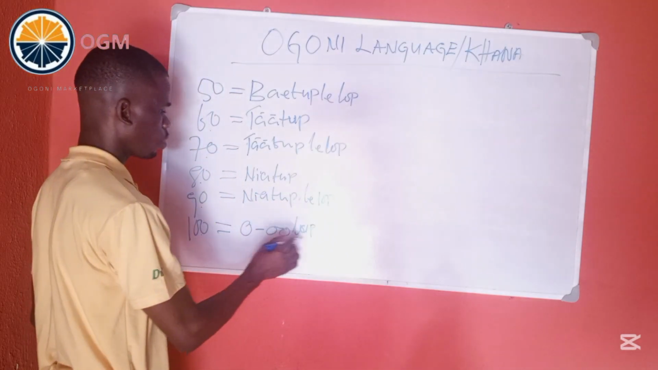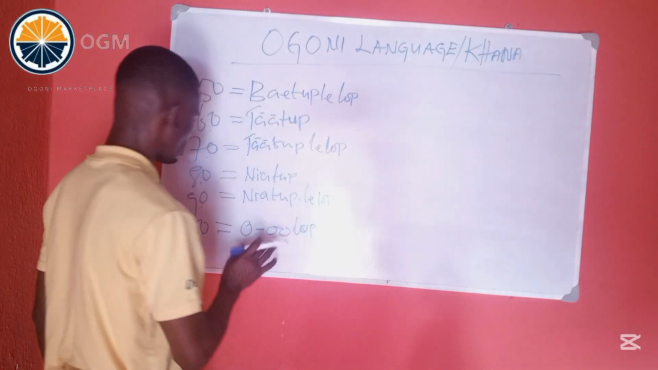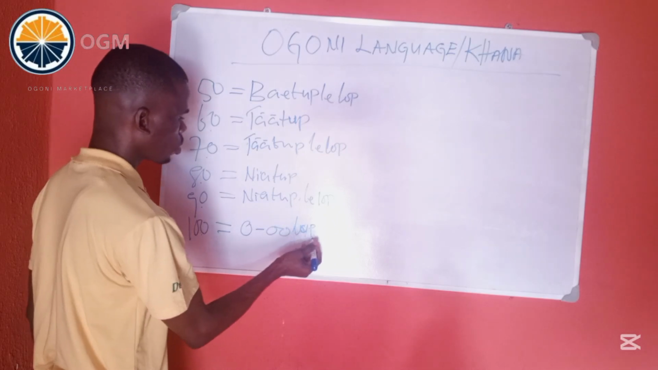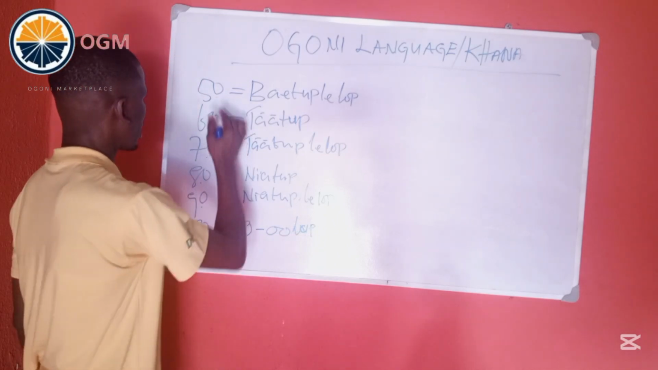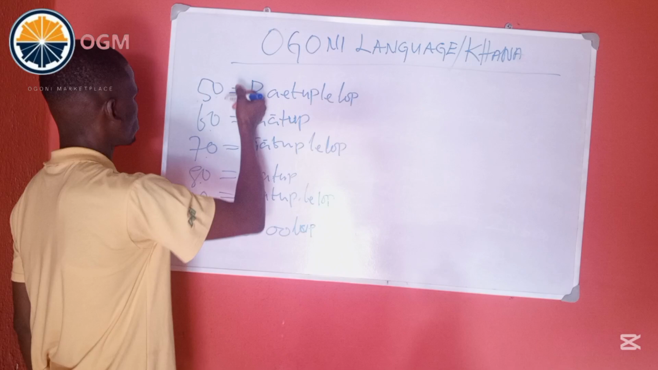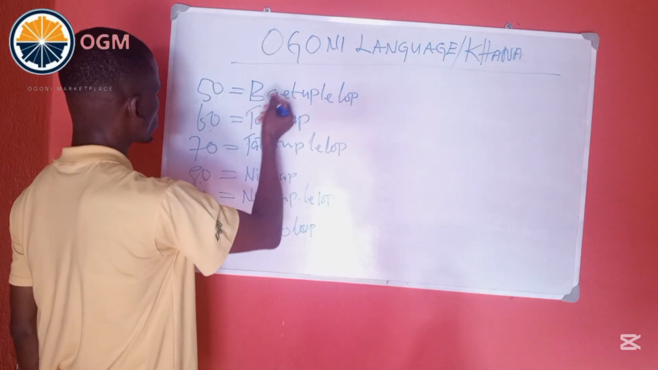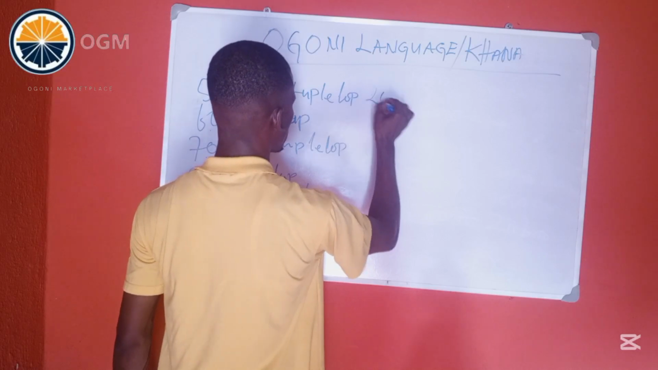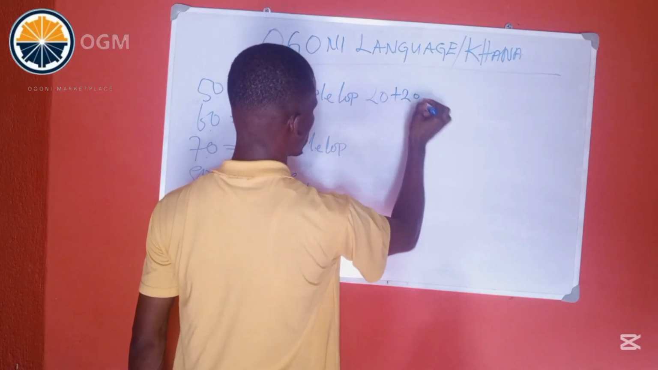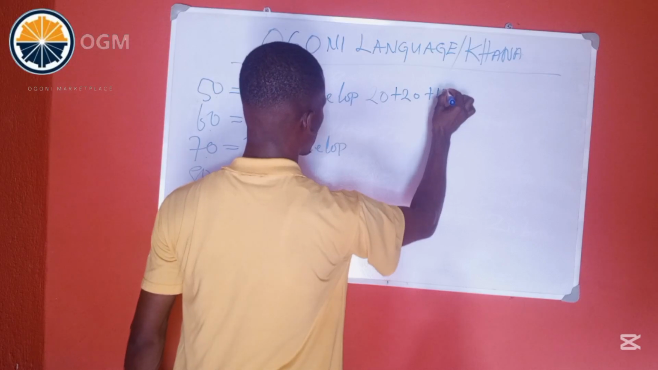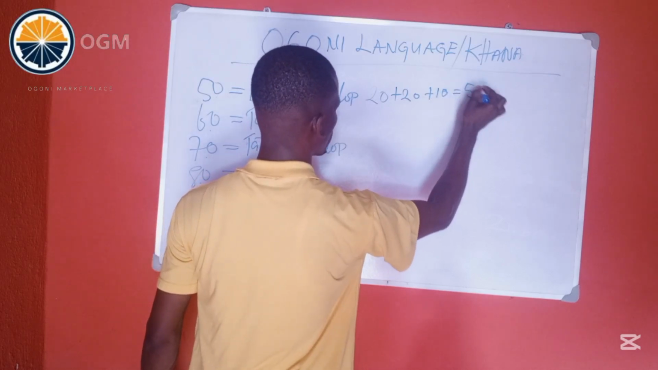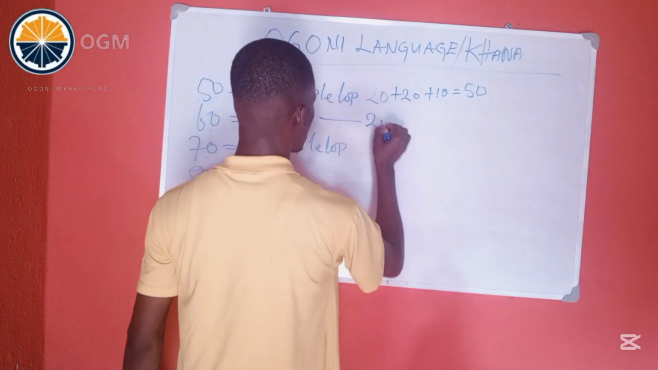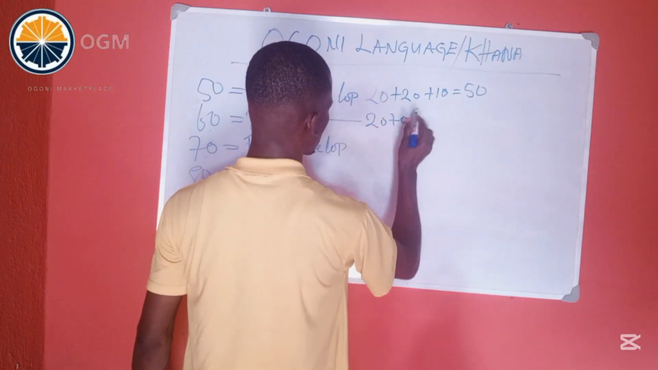Then 100, it is Oo2 because it is 5 in number. When you add 20 naira five times, it will give you 100, which is the Oo2. Likewise here, 50: when you add 20 plus 20 plus 10, it will give you 50.